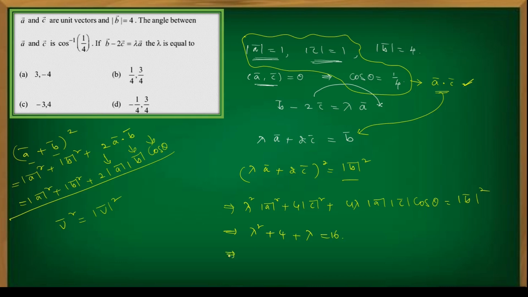So if you write it as a quadratic equation, lambda square plus lambda minus 12 is equal to 0. If you factorize, 4 lambda minus 3 lambda minus 12 is equal to 0. So you get lambda values, 2 possible values, one is 3, the other is minus 4. So lambda is equal to 3 comma minus 4, first option. Okay, so according to the data, the procedure you have to search for.